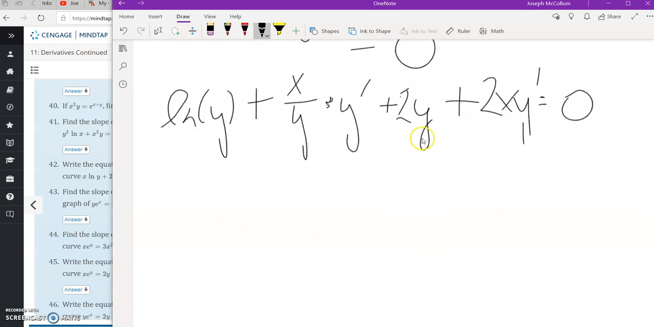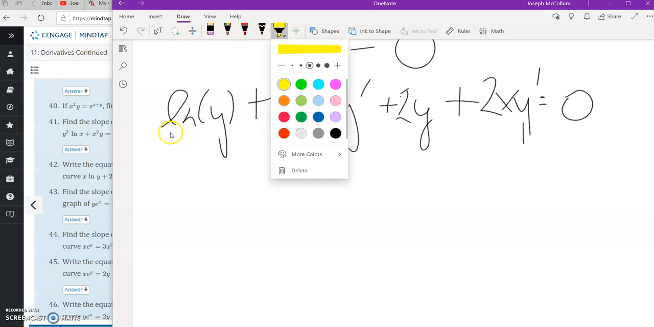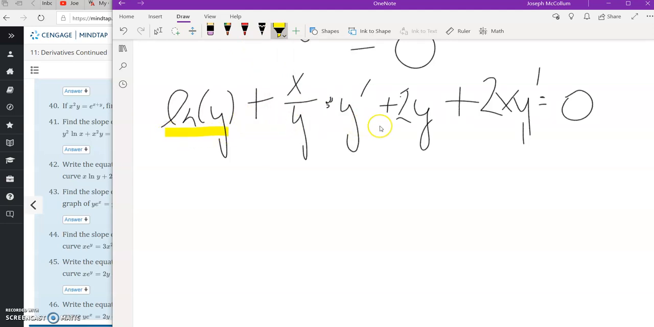So let's find it. How do we solve for y prime? Well, if a piece does not have a y prime, like those two pieces, move them to the right-hand side. I always do the same logical steps. I get everything with a y prime on the left, anything that doesn't have a y prime to the right.